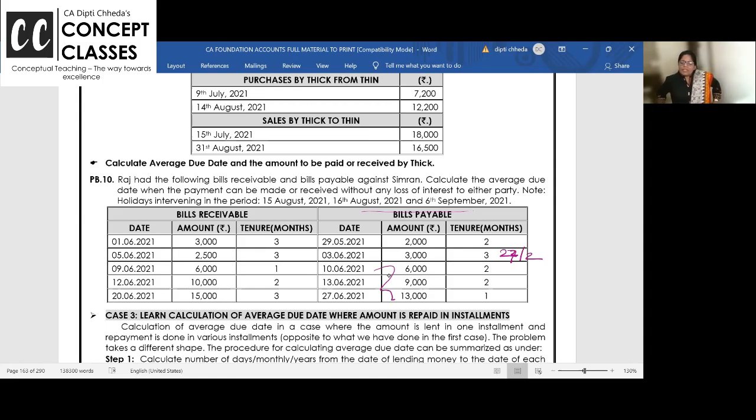27th of February is the answer. No, sorry, Raj and Sunil. And just now we have done this problem. No, this is different. That's why I paused and checked.